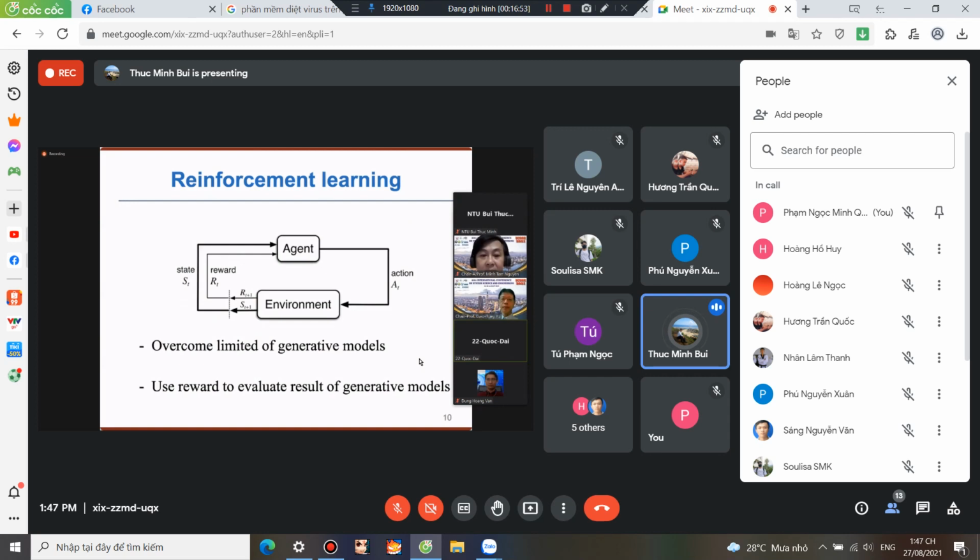So to resolve the problem, we integrated a reinforcement learning technique into the sequence-to-sequence model. Reinforcement learning was designed to resolve problems in which a sequence of decisions is involved, and it uses rewards to evaluate results of generative models.